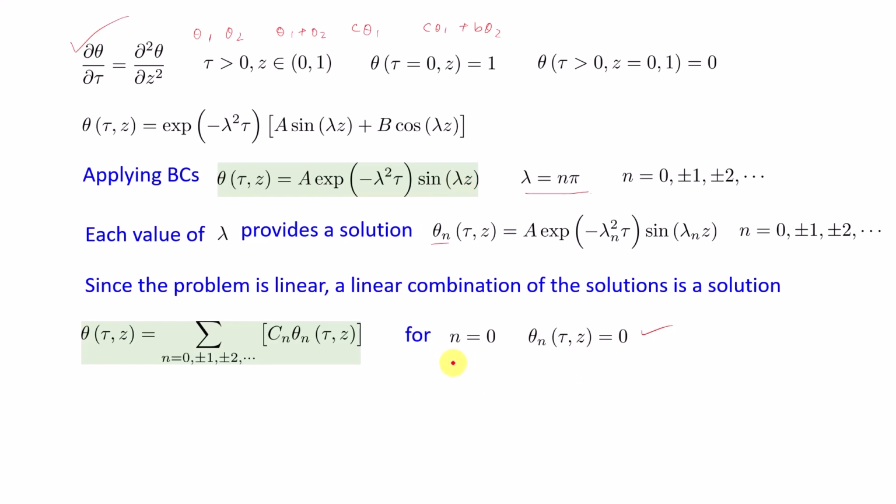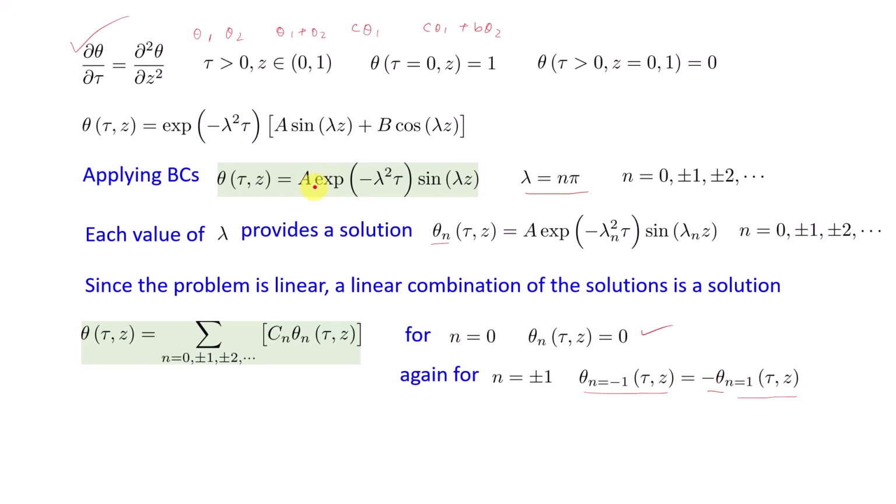What happens for n equals 1? For n equals plus or minus 1, if it is plus 1, then lambda is pi. So for plus 1, this will be sine pi z. For minus 1, this would be minus sine pi z, so the minus comes out. So whatever solution comes at n equals minus 1 will be minus of the n equals 1 solution for this theta n.